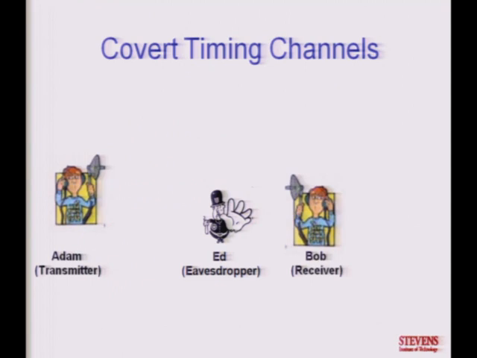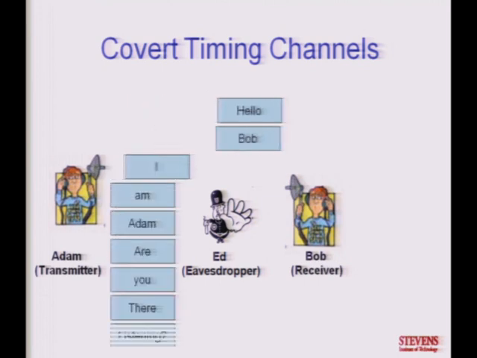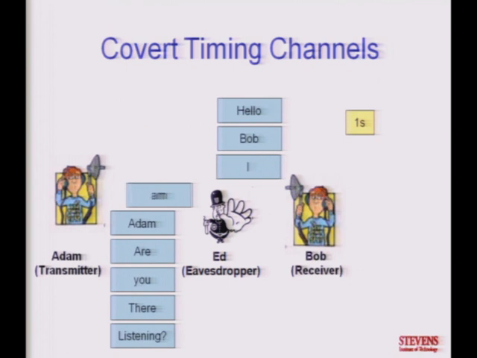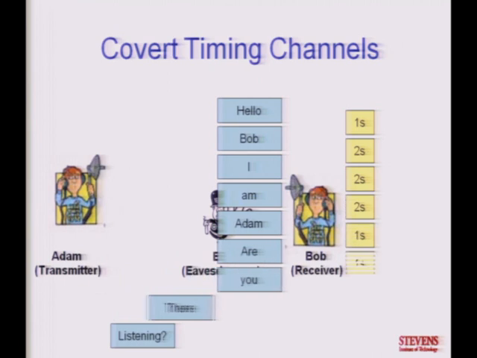Okay, let's see what covert timing channels really mean. Let's say Adam is a transmitter and he wants to transmit to Bob, and there is Ed, who is the eavesdropper in between, who's trying to catch what these two are talking. Now notice the timing here. It says, hello Bob, I am Adam. The difference between Bob and I is large. See, now I started almost immediately after Adam.